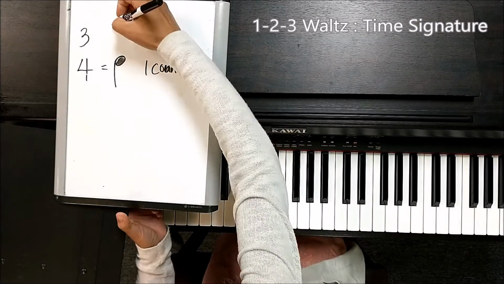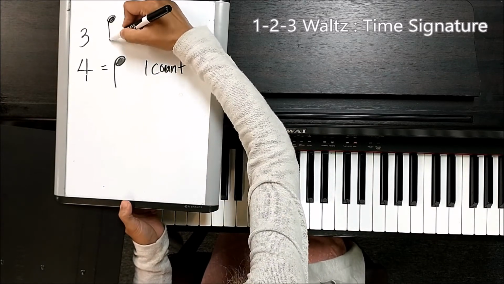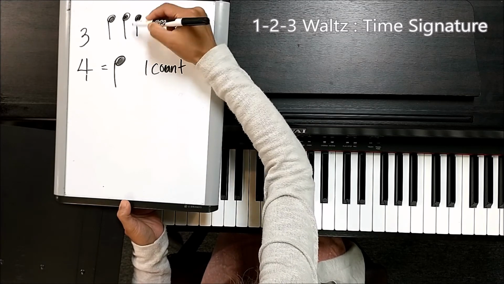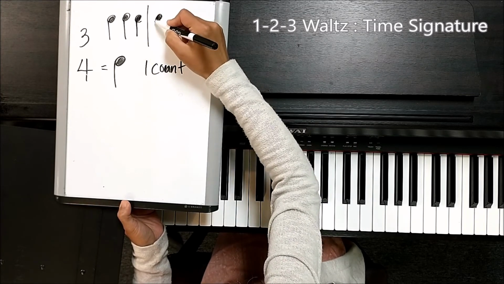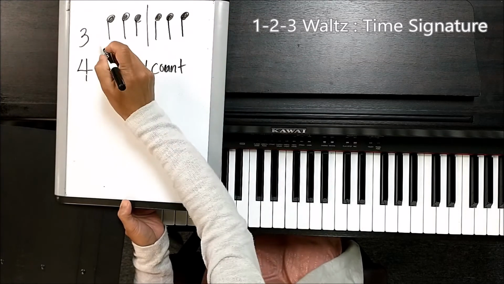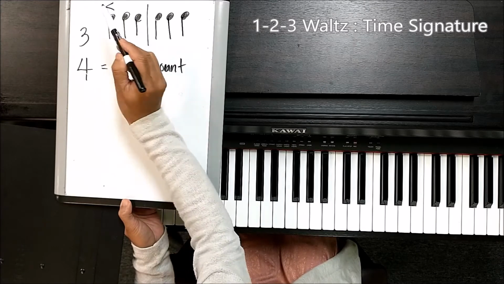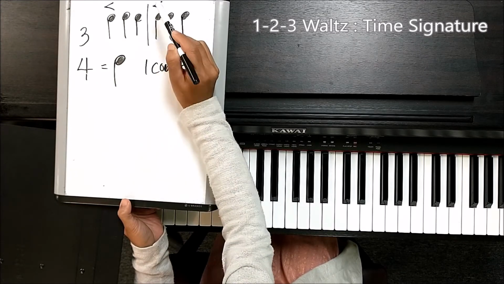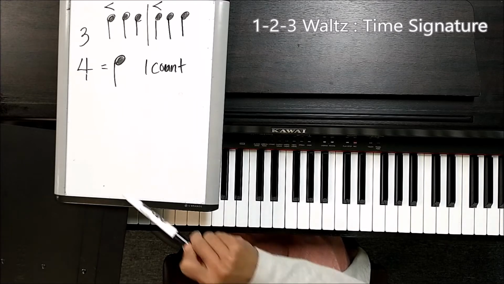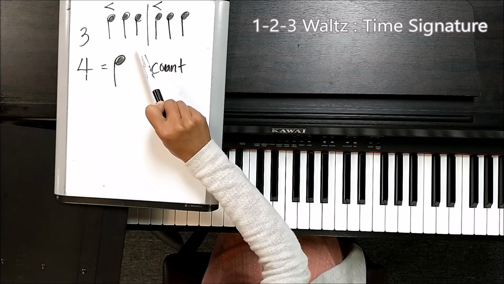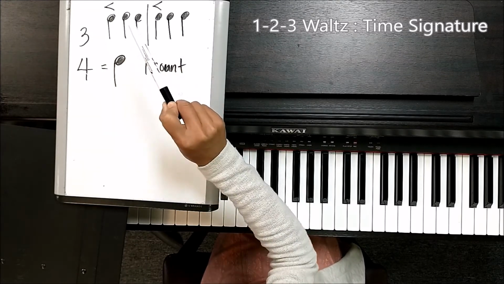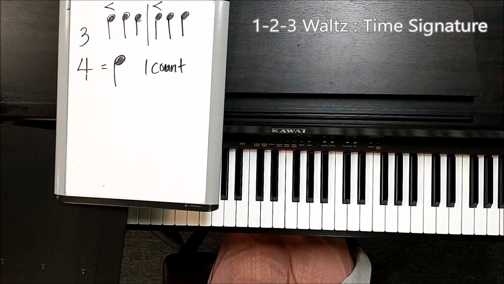Top number means one measure has 3 counts, and the first beat of every measure is going to be a little heavier, so it has a little accent. So the counting goes like this: 1, 2, 3, 1, 2, 3, 1, 2, 3, 1, 2, 3.